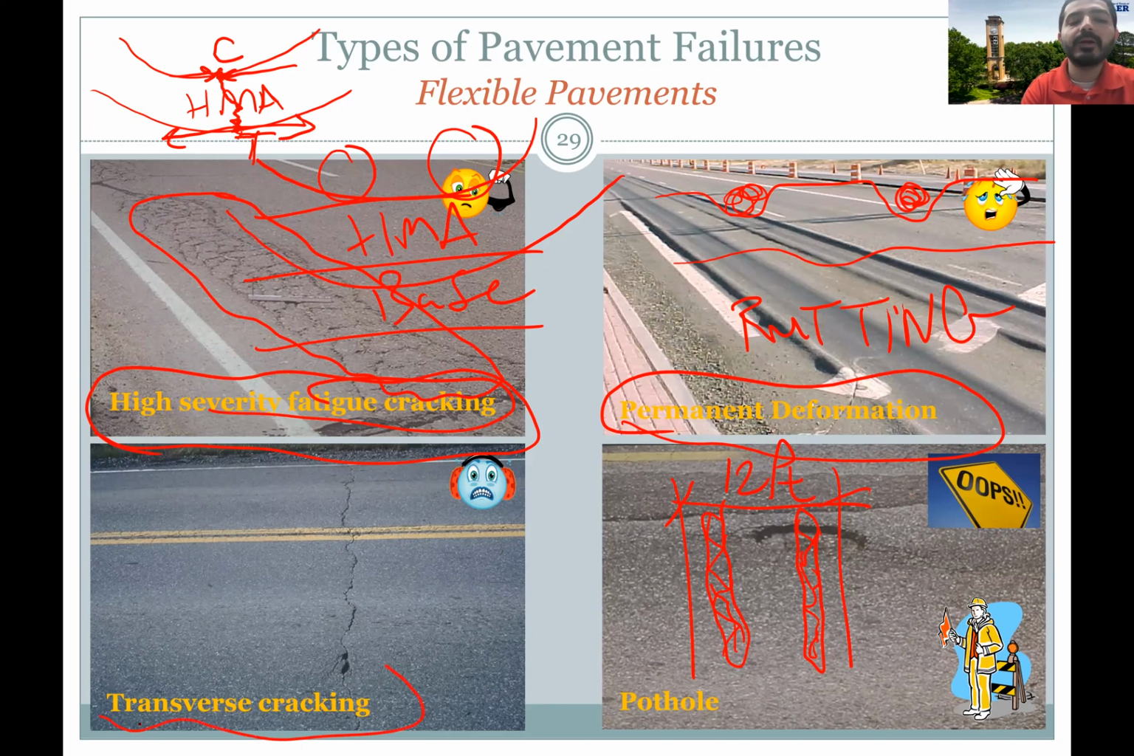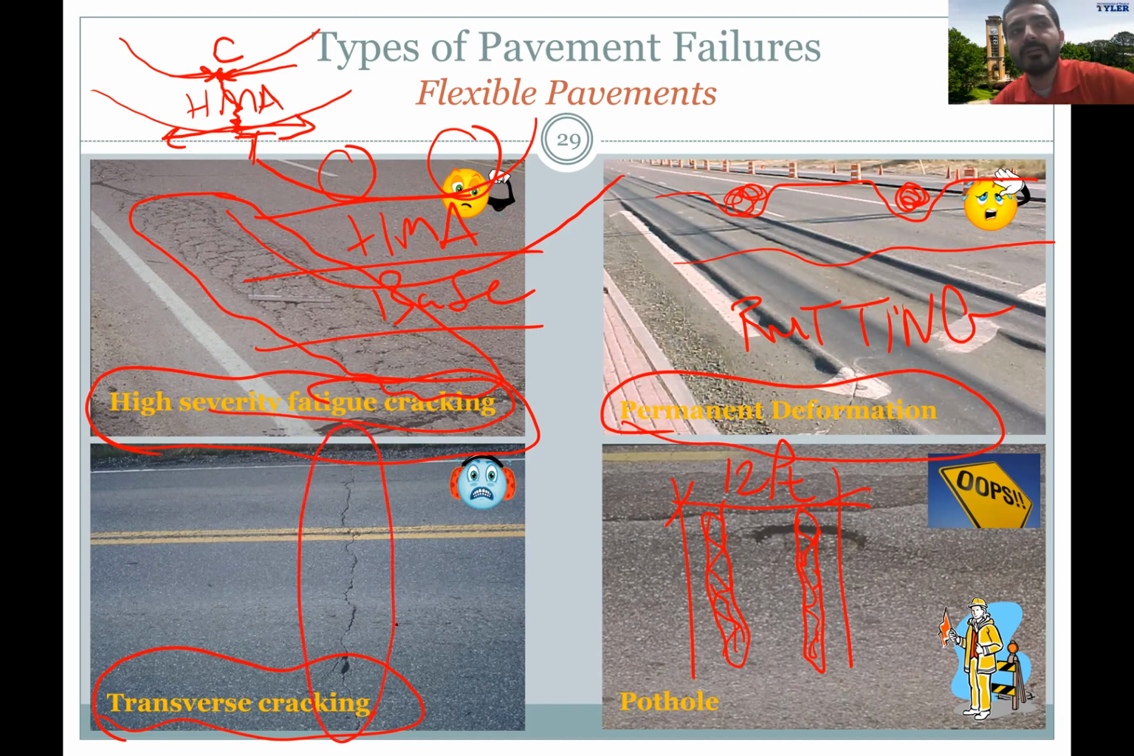The third problem is transverse crack, which is the crack that you typically see repetitively, transverse or 90 degrees to the traffic direction. You can even feel it while you're driving. If you're driving and you feel that boom, boom, boom, boom effect every couple seconds, this is the transverse crack.